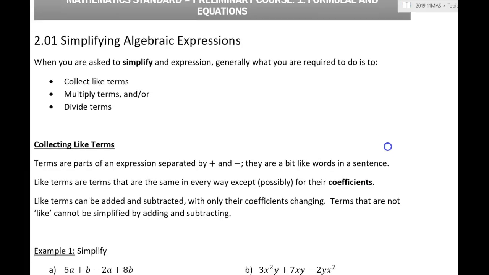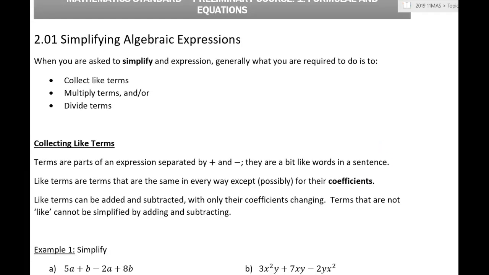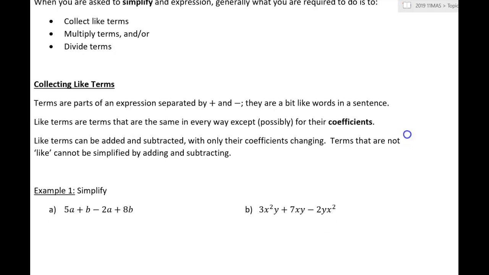Now, like terms. Certainly you've covered those in high school before, but quick recap, terms are a bit like words in a sentence. They're separated by pluses and minuses as opposed to spaces and full stops and commas and so on. But like terms are identical except for their coefficients. That's the number out the front. Now, they can have letters in them, pronumerals, variables. They've got to have exactly the same power if they are to be like terms. Like terms are important because we can simplify them by adding and subtracting them. Let's have a look here.